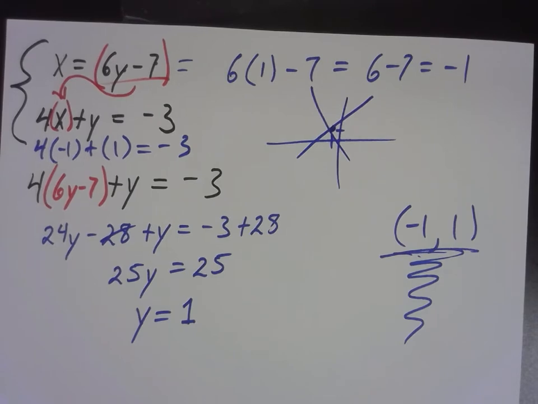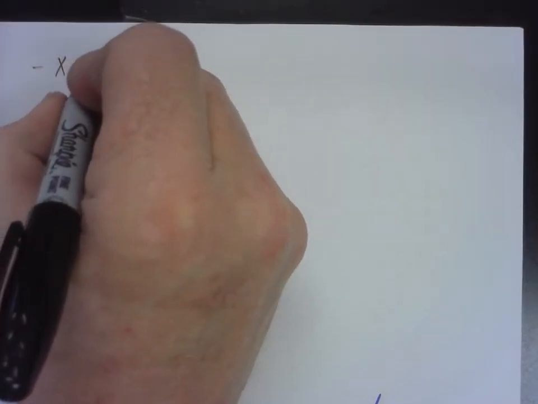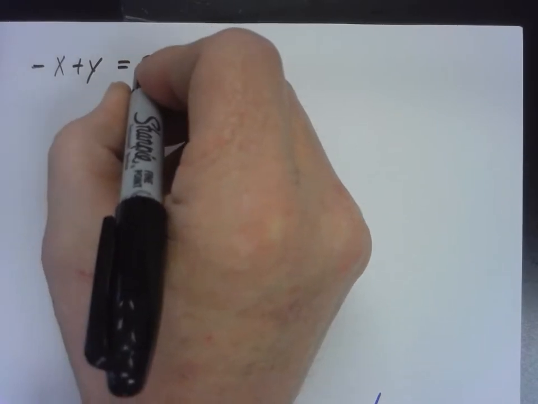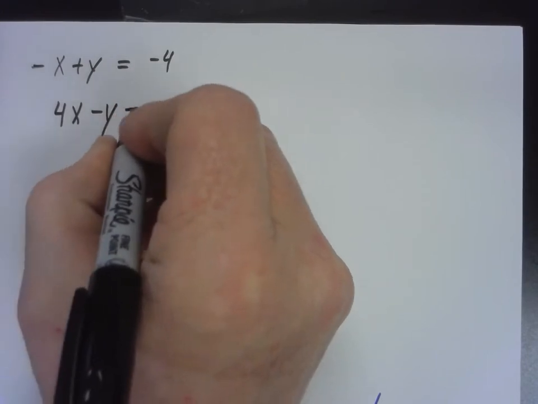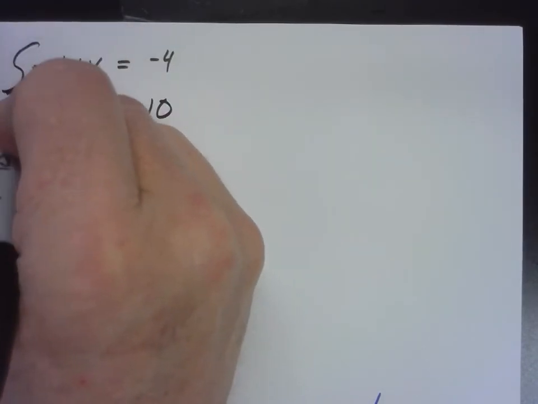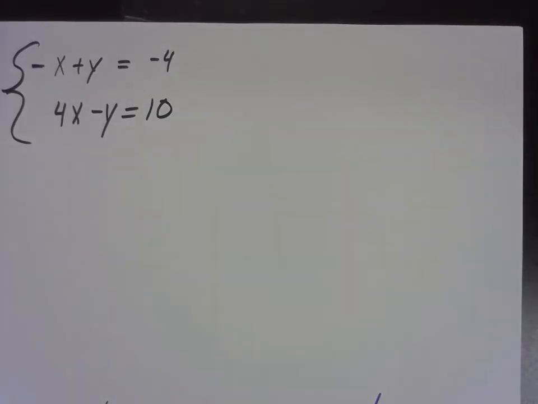You getting it okay? Okay, so I'm going to give you one more to do. But this time I'm going to make life a little tougher on you. So here's our system, and you'll notice neither of the two equations is already solved for x or y. But we can solve one of them for x or y, can't we?